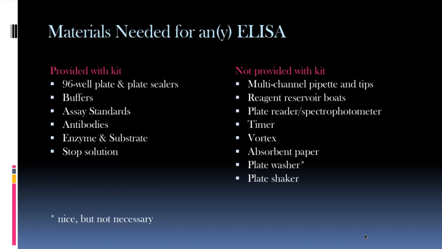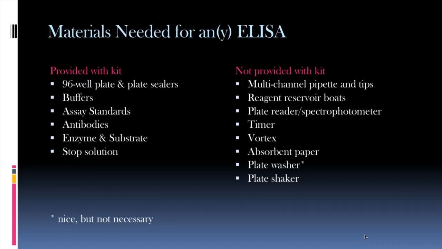Any buffers that you will use, like wash buffers and assay buffers, are typically also provided with the kit. You'll have standards, so there'll need to be a standard curve by which you will determine your concentration of antigen, and the standards are typically also provided with the kit. Antibodies that will be used are provided. The enzyme and its specific substrate for the enzyme reaction are also provided, and a stop solution, which we'll describe a little bit later, is also provided.